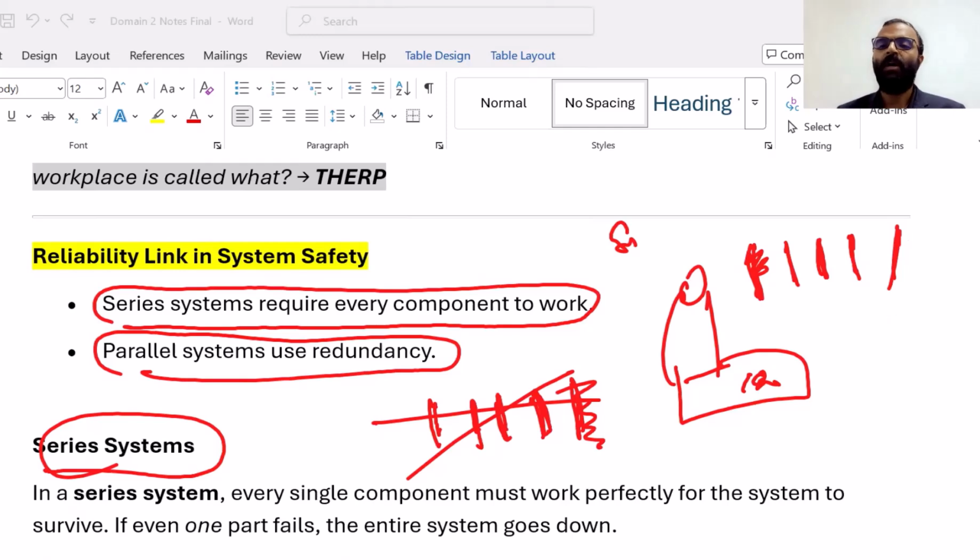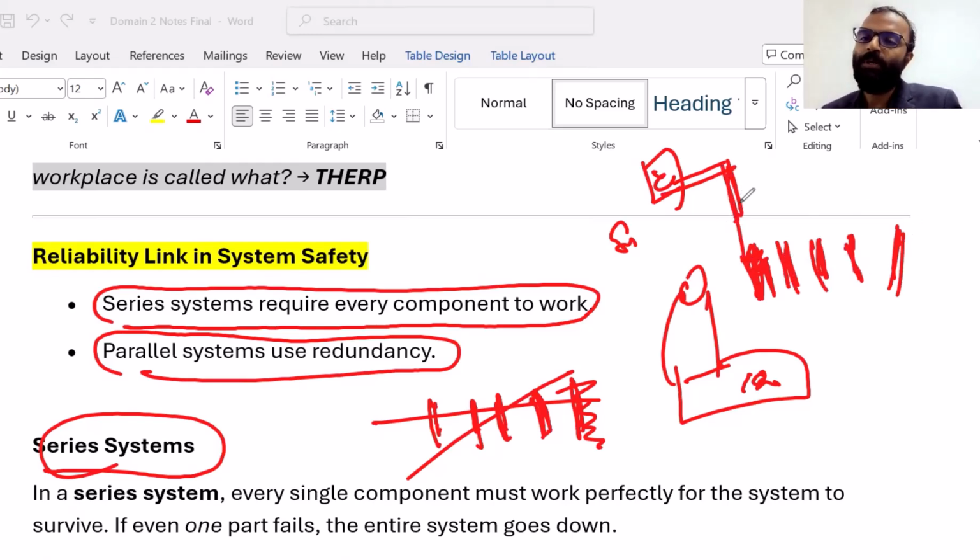For example, in our house, the current comes from the main fuse, and then your TV is working, your laptop is working, everything is working. Now what if your MCB fails, or your ELCB fails, or there is a problem with your distribution? Then the whole system will fail.